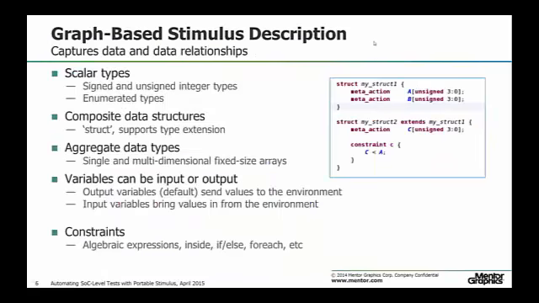So the actual rules describe both data and control flow. The data aspect is described using familiar data types like scalar and composite types. It supports inheritance and different types of variables. In addition to that, you can optionally specify data relationships using algebraic constraints like the ones you see on this slide to the right.